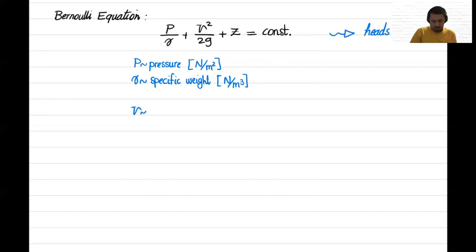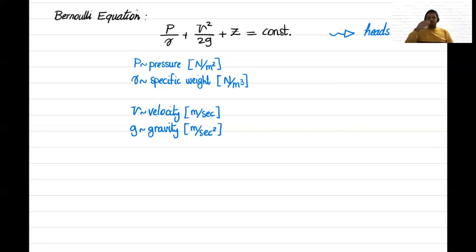So again, V is the velocity, which has the dimension of meter over second, and g is the gravity, and its unit is meter over squared second. So again, V squared over 2g will have a dimension of meter. So it's again head. And also z, which is the elevation. And again, the dimension is length, which is meter.